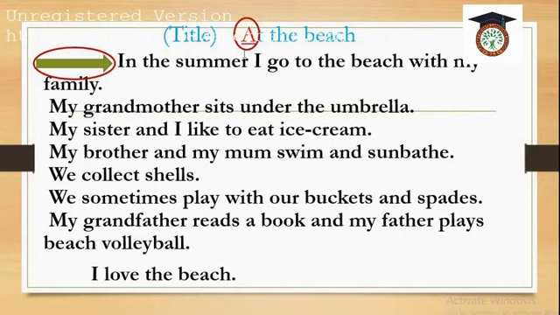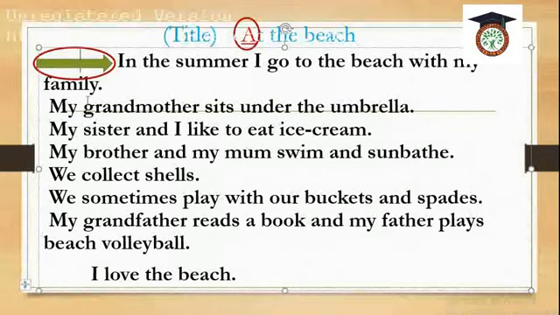Okay, let's start our introduction. But before we write the first sentence, we have to leave a space before we start. This arrow shows that we have to leave a space. We shouldn't start from the beginning of the line. We should leave a space and then start our sentence. In the summer, I go to the beach with my family. You can also write, in the summer, I go to the beach with my friends, or with my family and my friends. Both are right.